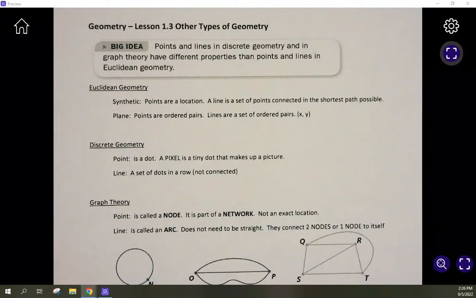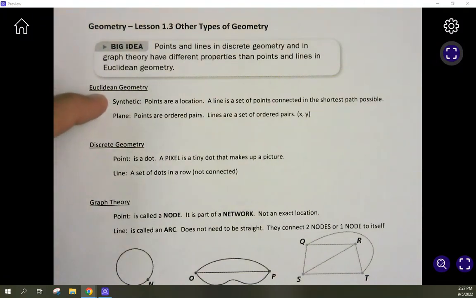This is lesson 1.3 in geometry. So the big idea is that points and lines in discrete geometry and in graph theory have different properties than points and lines in Euclidean geometry. So in the first two lessons so far that we've covered in the geometry book, we've been talking about what's called Euclidean geometry, named after the person who pretty much came up with it.